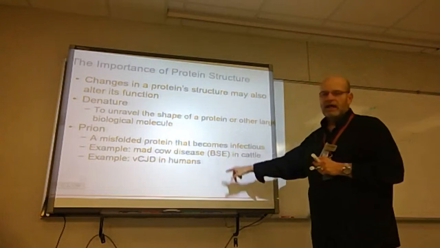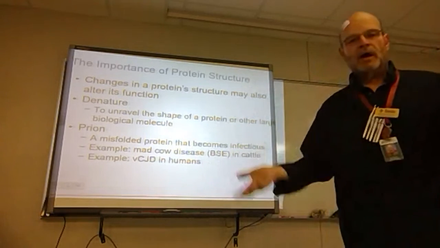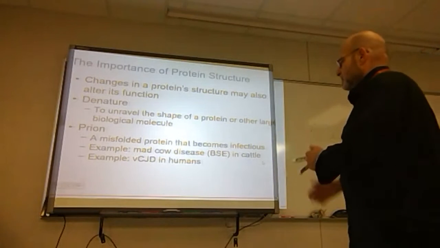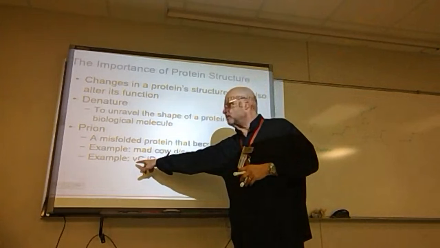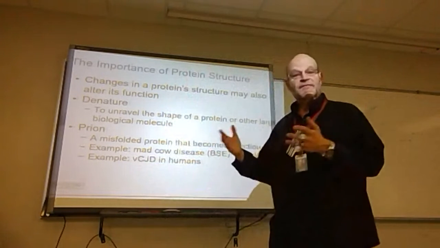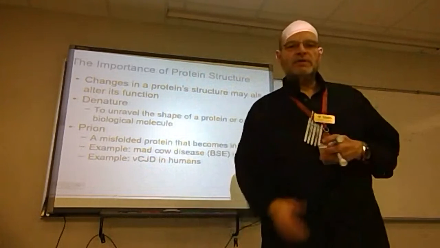Bovine spongiform encephalitis. Just remember mad cow disease. When I ask you for the most well-known prion disease, you're going to say mad cow disease. There is a human example, which is called the variant, with a little v. Anytime you see a little v in front of something, that means variant of Creutzfeldt-Jakob disorder.